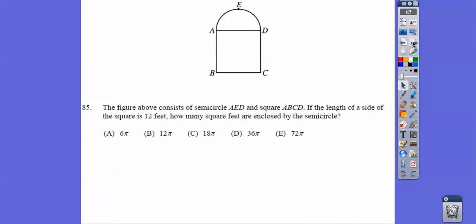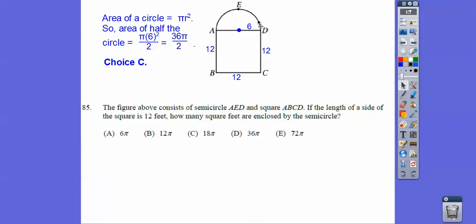Okay. All right, so here the figure above consists of a semicircle on top, half a circle, and a square on the bottom. The side of the square is 12, so 12, 12, 12. This is 12, which means the radius is 6 right there.